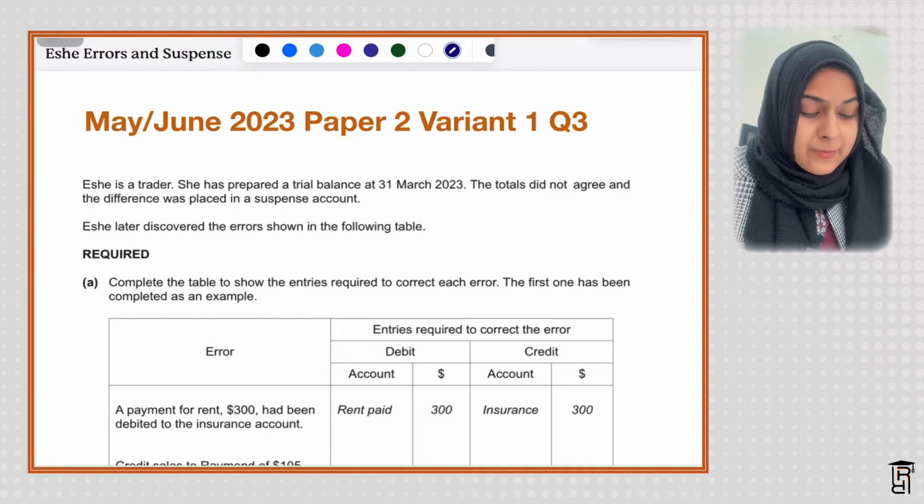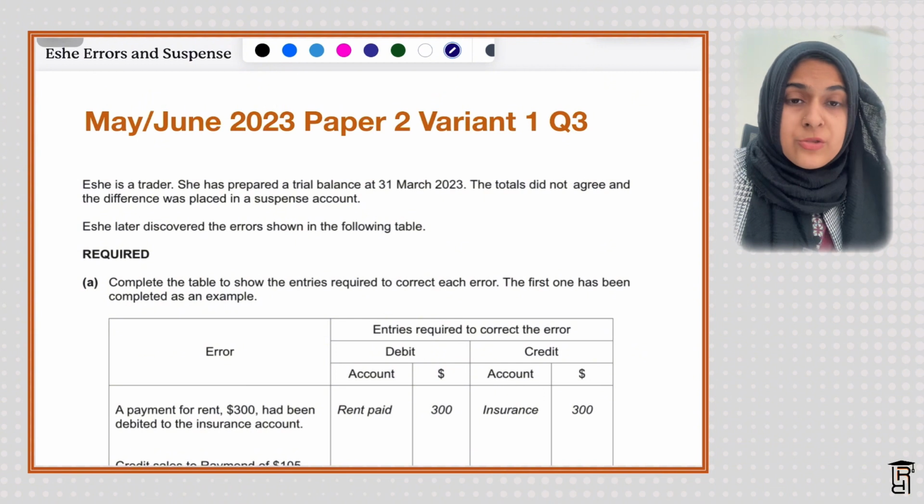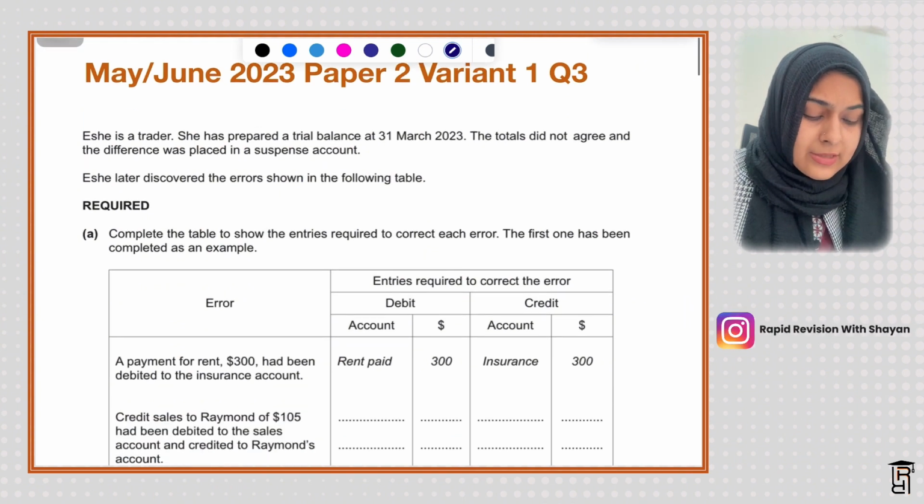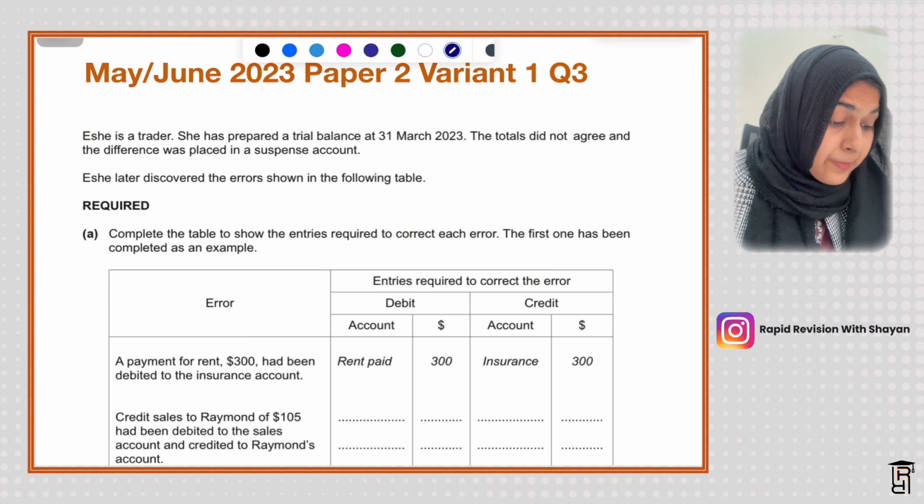Hi guys, today I'm solving a question from Errors and Suspense, and this is from May June 2023. It's paper 2 variant 1, question number 3. The question says here, Eshe is a trader. She has prepared a trial balance at 31st March 2023.